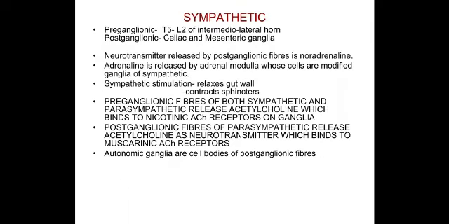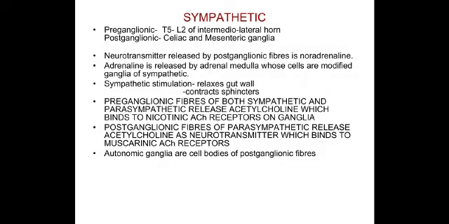The sympathetic is mainly from the thoracic fifth segment to the lumbar second of the intermediolateral arm of the preganglionic nerve, and the postganglionic, which is the celiac and the mesenteric. The neurotransmitter released by postganglionic fibers is noradrenaline. Adrenaline is released by the adrenal medulla, whose cells are modified ganglia. The sympathetic eventually relaxes the gut wall and contracts the sphincters.